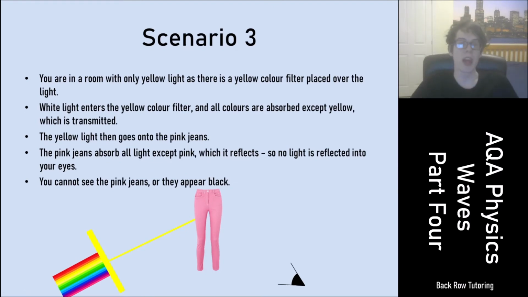Okay, scenario 3. This one's a little bit more complicated now. You are in a room with only yellow light, as there is a yellow colour filter placed over the light. White light enters the yellow colour filter, and all colours are absorbed except yellow, which is transmitted. So the yellow light goes through the yellow filter, but all other colours are absorbed. The yellow light then goes onto the pink jeans. The pink jeans absorb all light except pink, which it reflects. So no light is reflected into your eyes. You cannot see the pink jeans or they appear black.